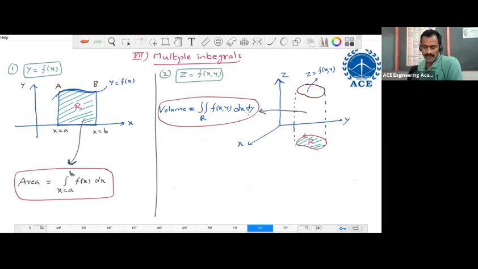Both are similar. Single integral gives area, double integral gives volume under the object above the projection. Single integral gives area under the curve above the projection only. Here, under the object above the projection. That's all.